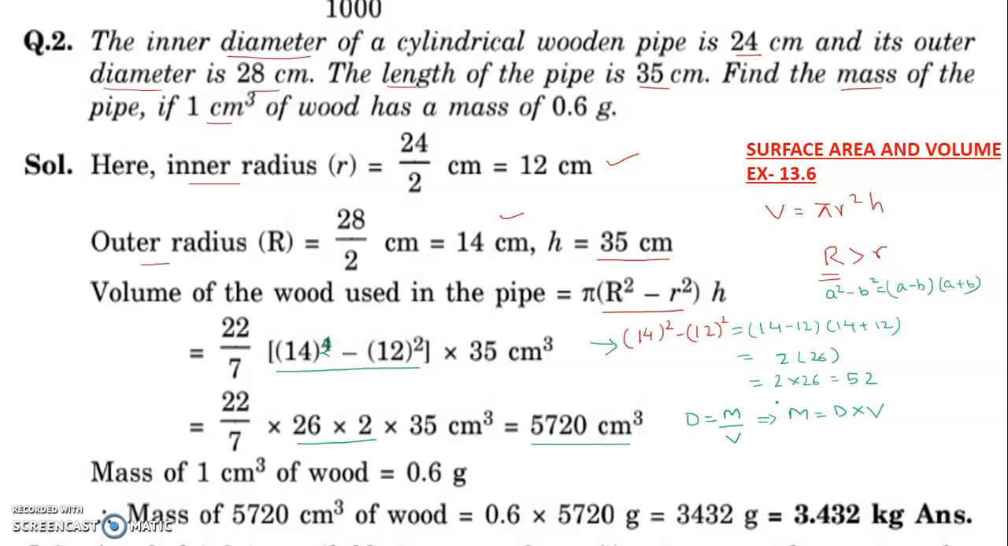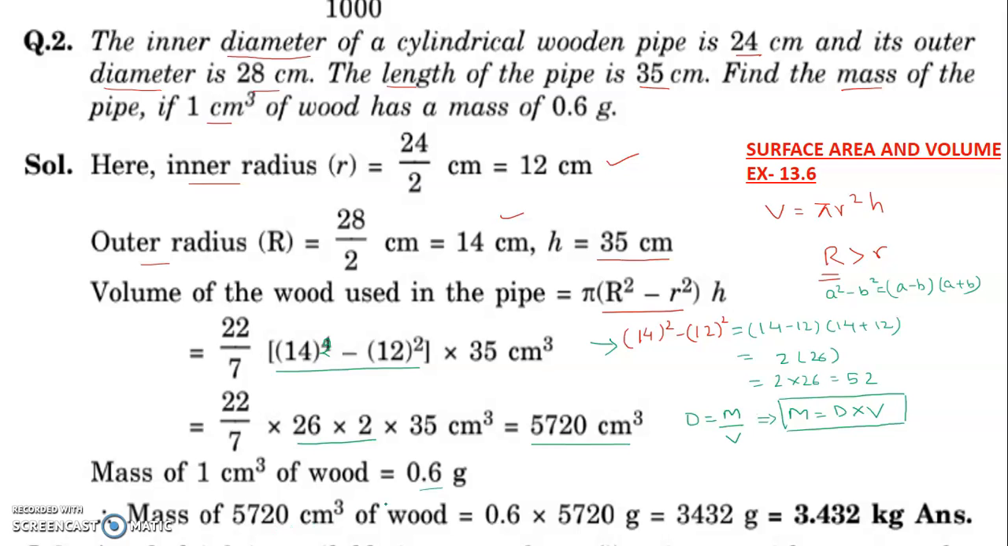Okay, mass is equal to density into volume. So what is the volume we have calculated? 5720, right? What is the density? It is given: 1 centimeter cube of wood has a mass of 0.6 gram. So what will be the mass of 5720 centimeter cube of wood?